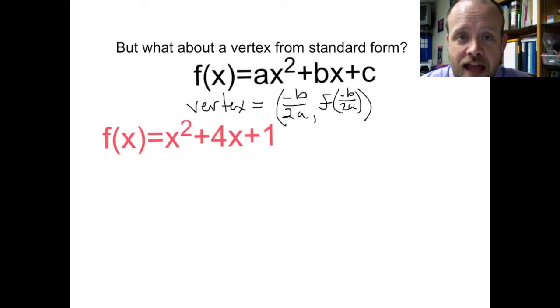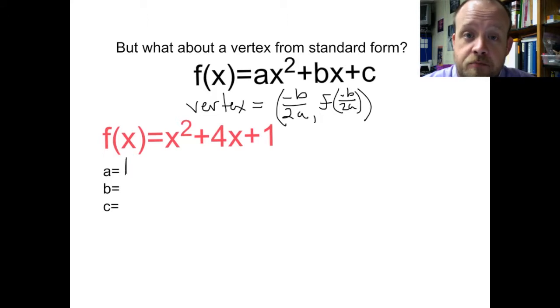Here's our example. f of x equals x squared plus 4x plus 1. Let's go ahead and start off by identifying our three important values, a, b, and c. So, our a value is positive 1, our b value is positive 4, and our c value is positive 1.